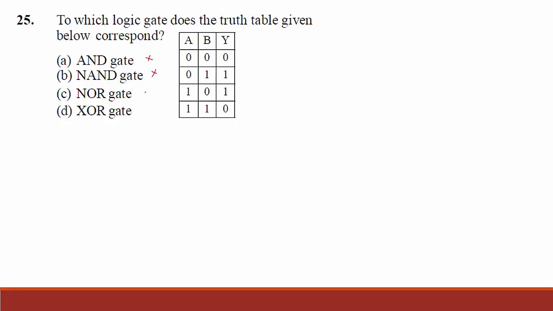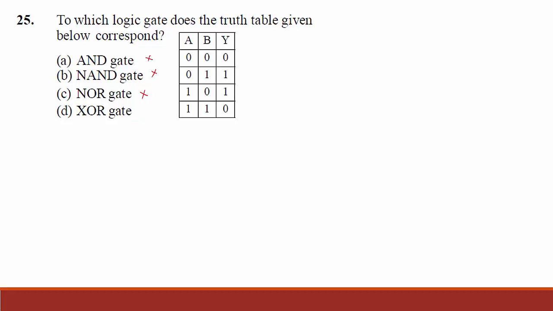OR gate means what? If either any one of the inputs is high, then output is high. But in NOR gate, if any one of the inputs is high, then output will be low. You can observe again the first condition in the truth table. The inputs are low here. The output should be high, but here it is 0. So here also the first condition fails. NOR gate is not suitable for the given truth table.